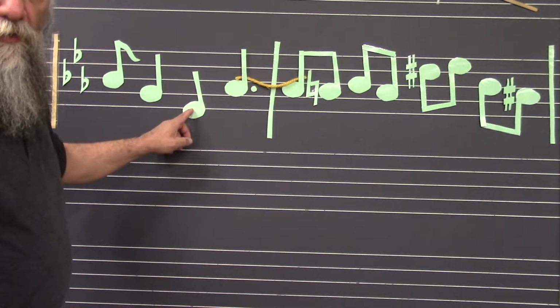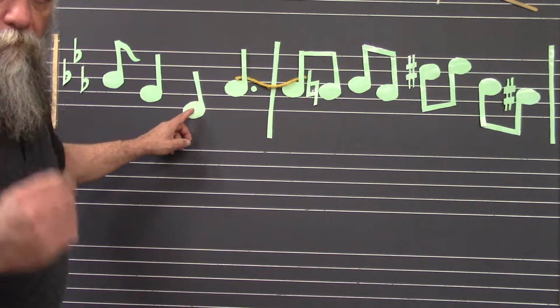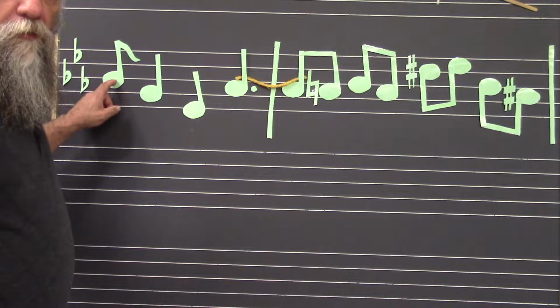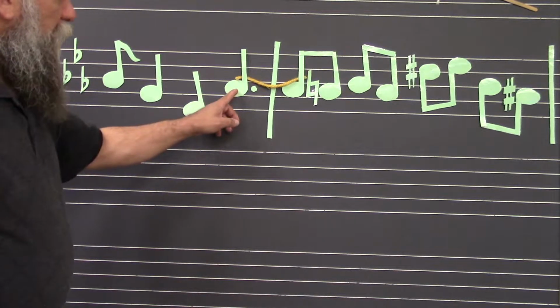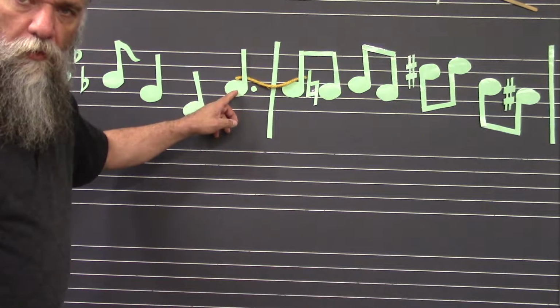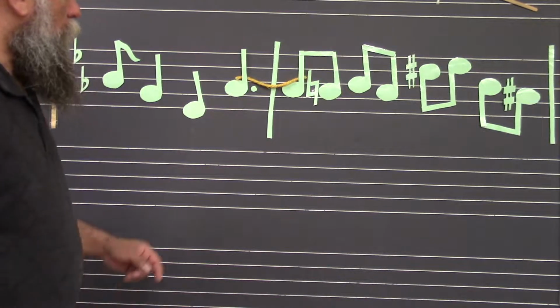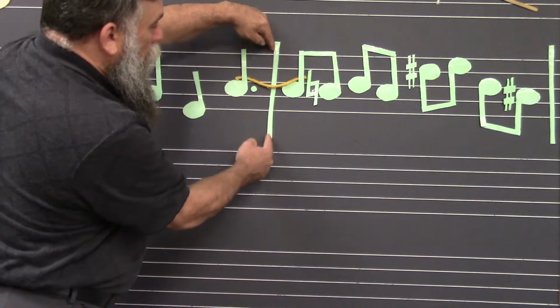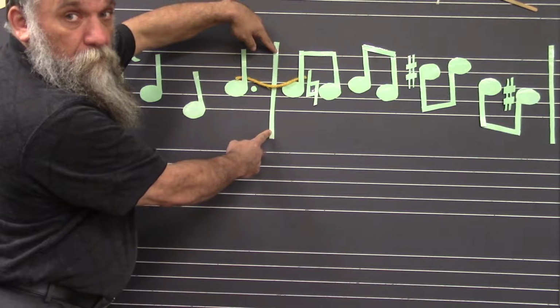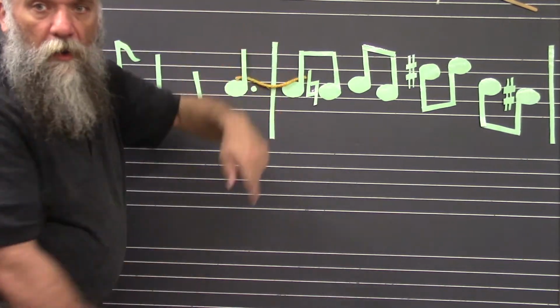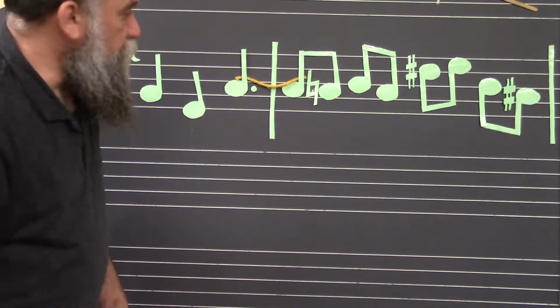How many eighth notes are in a quarter note? 2. How many eighth notes are in an eighth note? 1. How many eighth notes in a dotted quarter? 3. What do you call this vertical line? This is the bar line. Bar line separates the song into what?